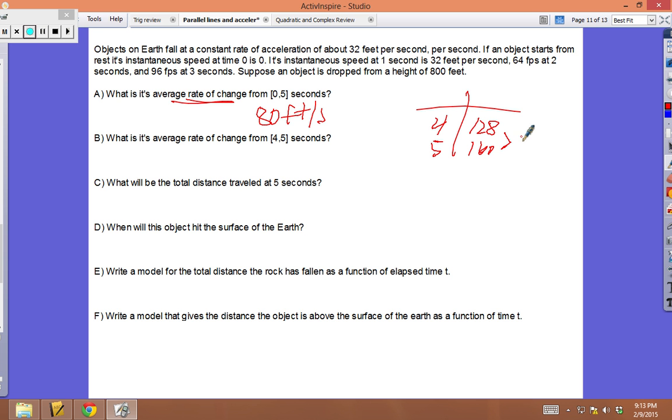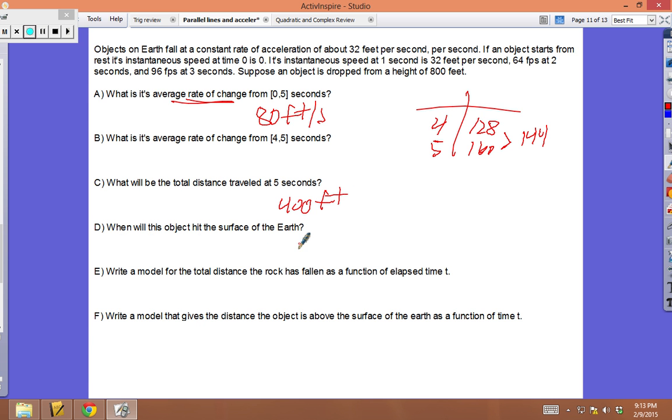It's going to be 144. So the average speed from 4 to 5 seconds is 144 feet per second. What's the total distance traveled at 5? I think that's what we answered at A. The average speed times 5 seconds, so that's going to be 400 feet.